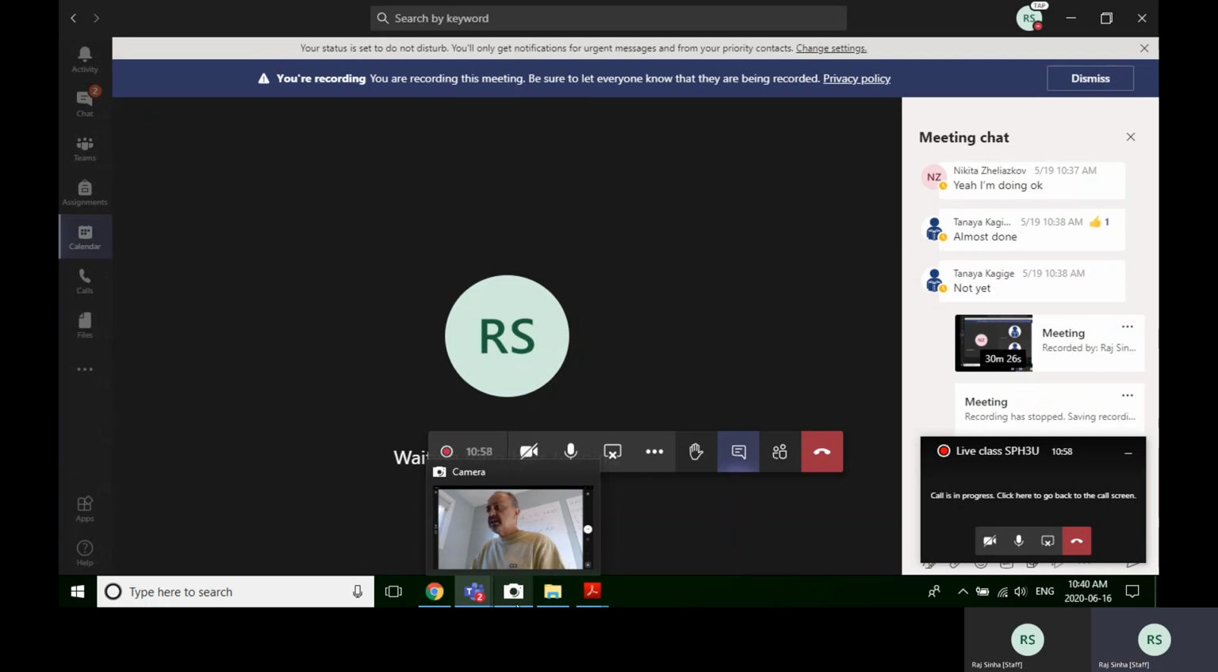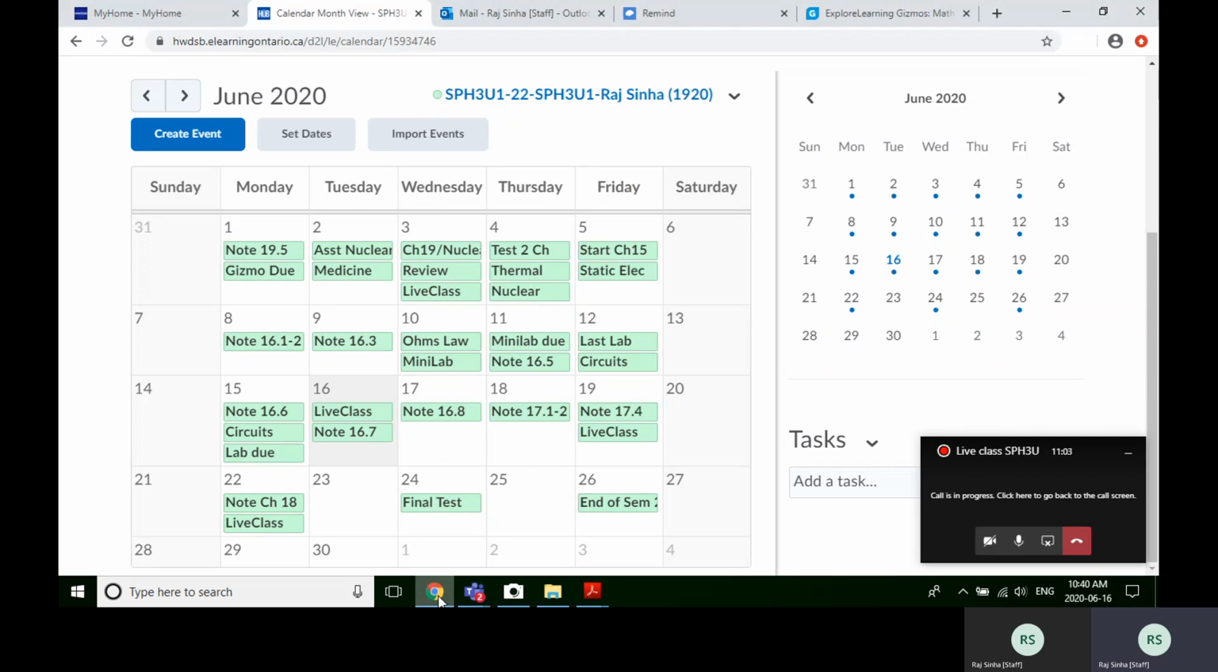Electricity, current electricity. I'm going to spend some time today looking at 16.7. I want to take a little bit of the homework up from 16.6, looking at series and parallel circuits, and then we're going to use that to launch into our complex circuits today.